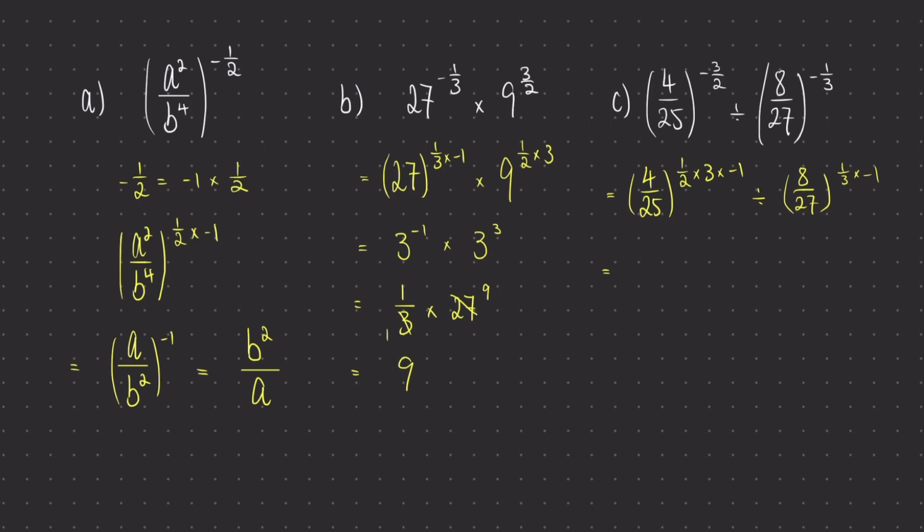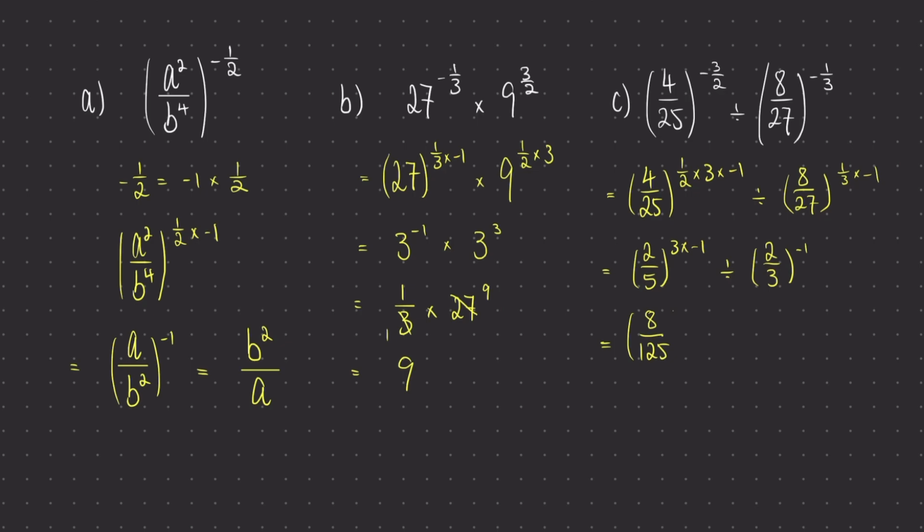Let's process those one step at a time. The power of 1/2 is just going to square root this fraction, leaving me with 2/5 to the power of 3, and then to the power of -1. I'm going to divide that by 8/27 to the power of 1/3. The power of 1/3 is going to be the third root, or the cube root. That's going to be 2/3, which is then going to be raised to the power of -1. Let's apply the next index now. So the power of 3 on this fraction on the left is going to find me 8/125.